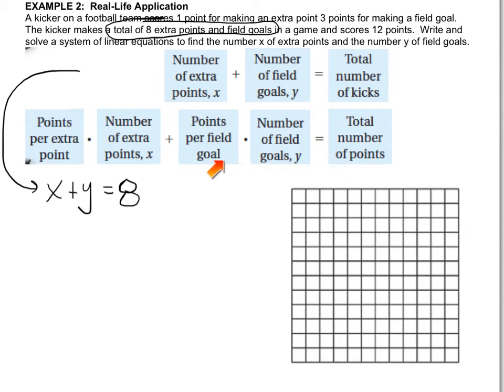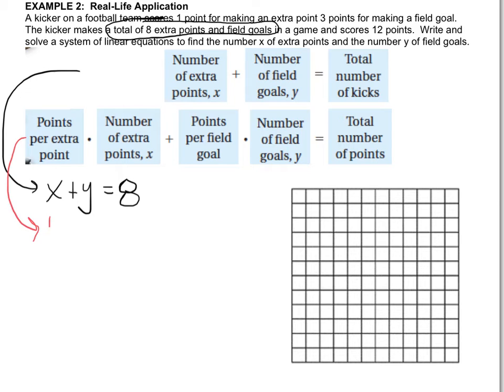You have the points per field goal, which is 3, times that many field goals, plus the point per extra point, which is 1, times the number of extra points, and when I add them together, that's where the total number of points comes in. So to build that equation, I'm going to come down to this one, and I'm going to say that it's 3 points. Let's do it in the right order.